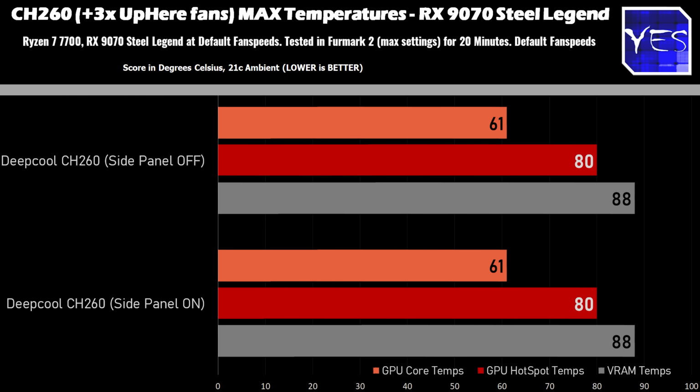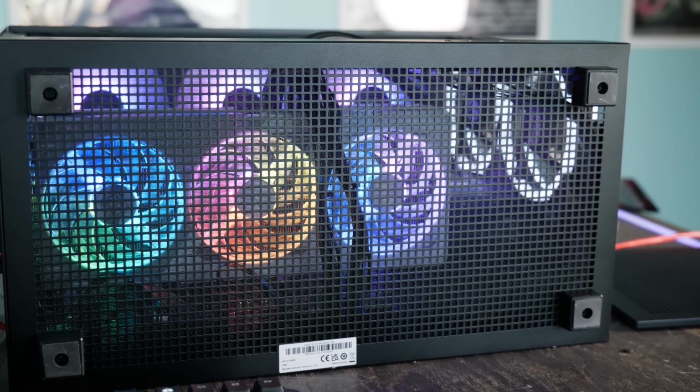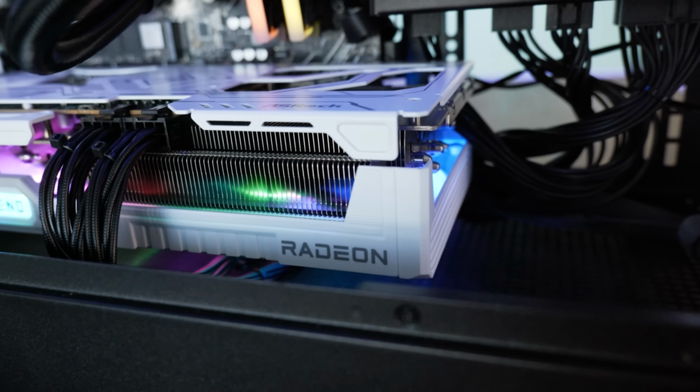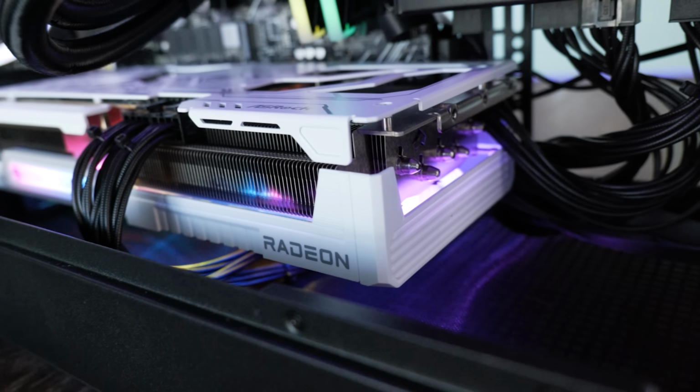And what we've got here in a 21C ambient environment is essentially a GPU that's staying the same temperatures, at 61 degrees, 88 on the VRAM, as well as the hotspot reaching 80 degrees in both scenarios. And this is actually the best result I've seen for the GPU test thus far. Usually it's dropped off 1 degree, even with some of the better cases that I've tested in the past. And this one's actually scored the best result for that GPU temperature. And I think the reason for this is because the GPU is actually mounted down the bottom close to that perforated mesh design, which actually goes all around the case.